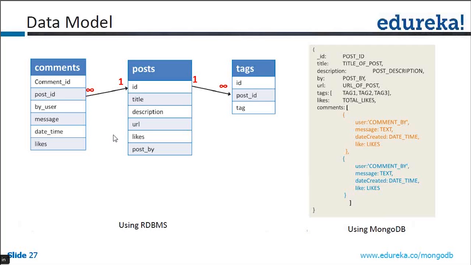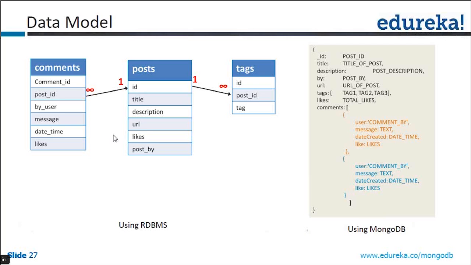Then a post can have multiple comments. To achieve that, you can have another table called comments, and there will be a one-to-many relationship between a post and a comment. The second table, comments, can have its own details, like the comment ID, obviously the foreign key which is the post ID, who commented, the actual message itself, when the comment was added, and if somebody has liked that particular comment.